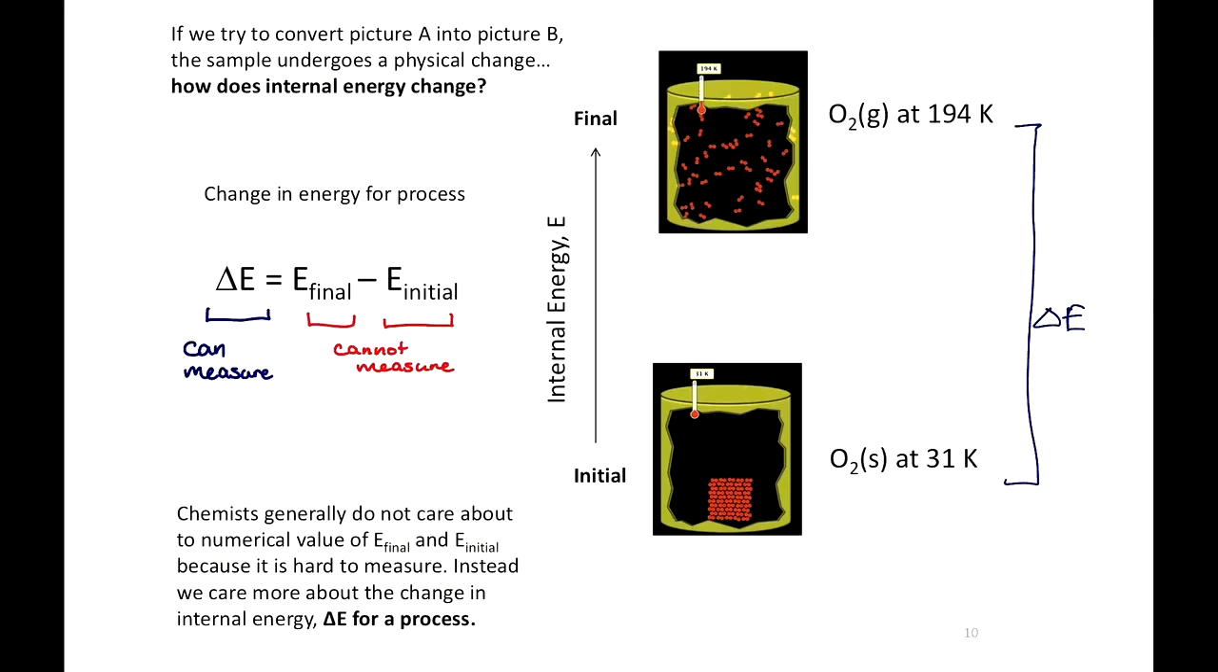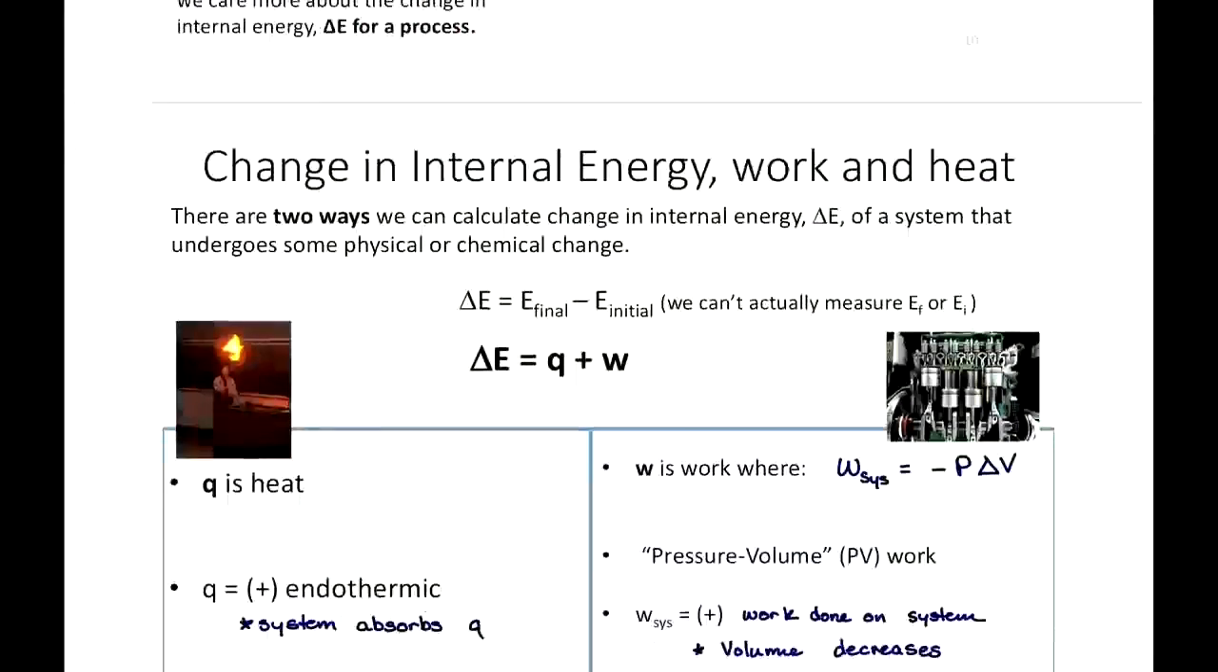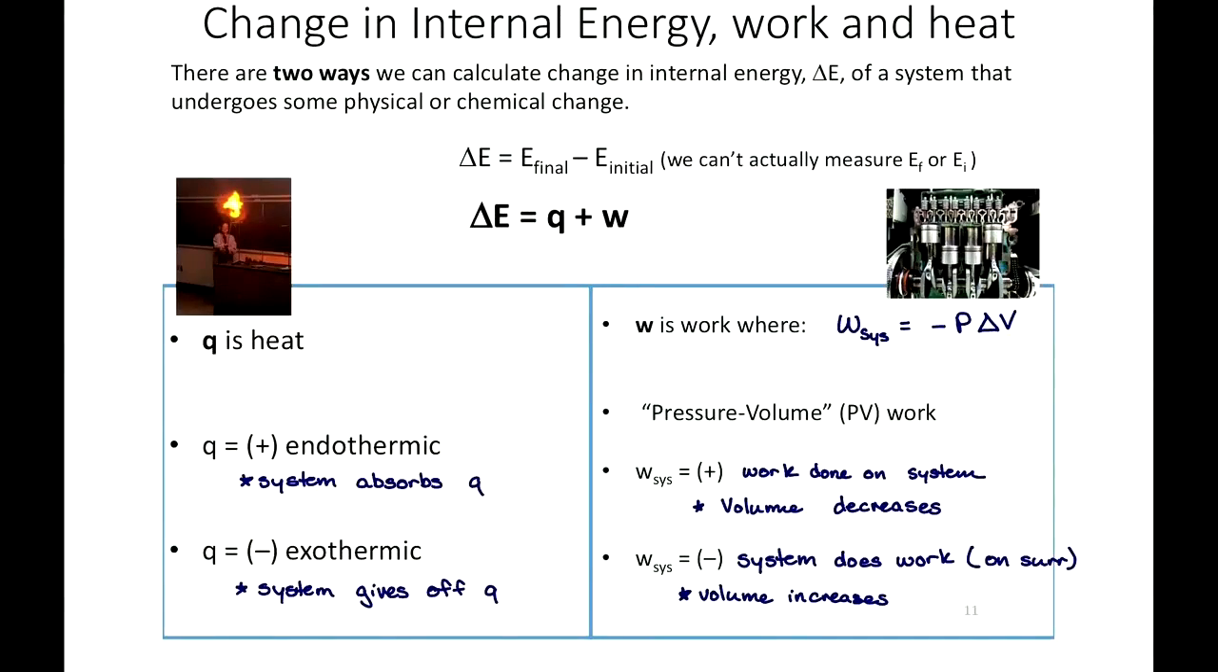We can't measure the actual energy for these two states, all right? So from now on, we are going to be measuring energy changes for a process, not absolute energy when looking at an object, all right? So how do we measure change in internal energy?